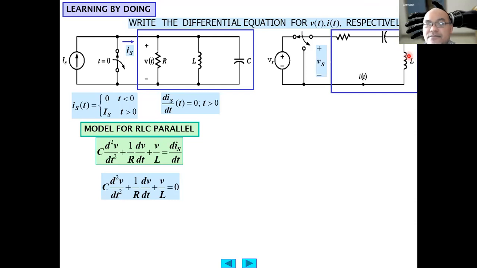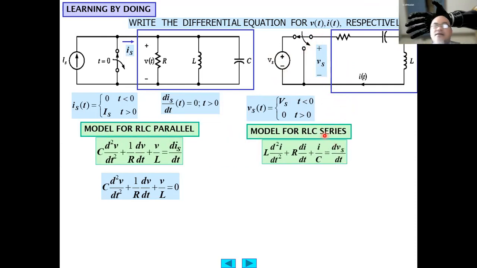On the right hand side of the circuit here, we have a series circuit of voltage source in series with RLC. At t less than 0 it is connected like this, and Vs equals this large Vs. At t larger than 0, this is short circuited, so Vs equals 0. This is grounded to this ground. So the model for the RLC circuit is the same as what we derived in the previous slide: L d square I dt square plus R dI dt plus I over C equals dVs dt.